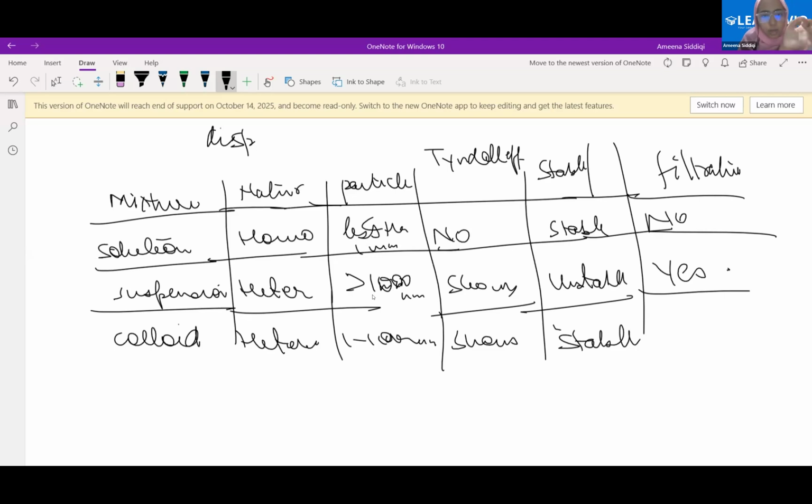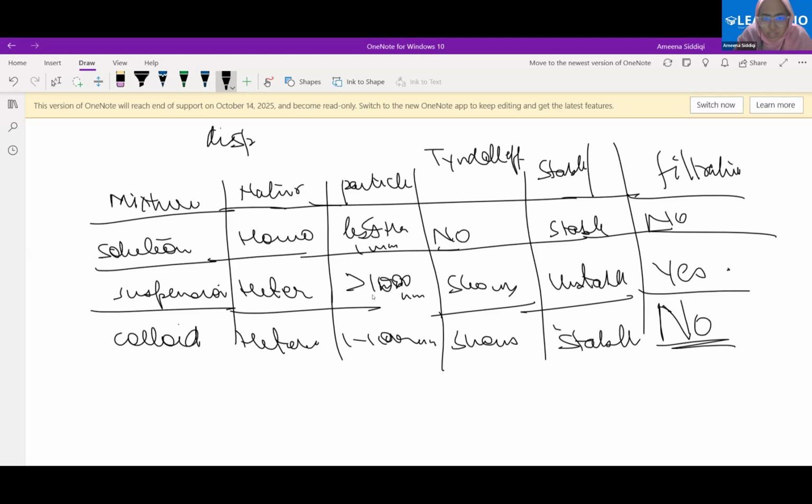Fine. Can we separate the components of a colloid using filtration? No. Beta, it's a stable mixture. We cannot separate the components. Whenever the mixture is stable, we cannot separate the components using filtration. Other physical methods would be required, but not filtration. Is that okay, Mithun? Yes, ma'am.